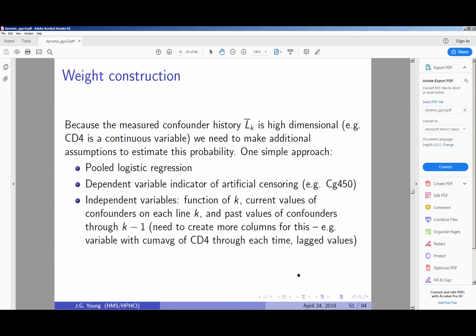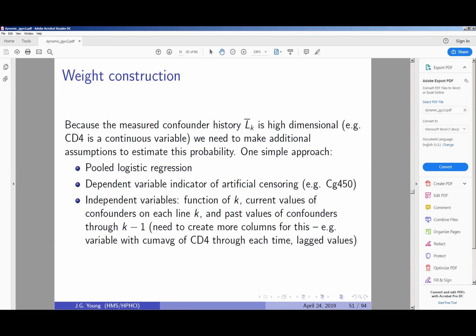Okay. So this is where these sort of issues arise, right? Because the measured confounder history L bar K is high dimensional. So in order to estimate that probability of being artificially censored, and then 1 minus that is the probability of being uncensored, given L bar K, you're going to have to make assumptions, because there's no way you could, say, estimate it by a contingency table, non-parametrically.